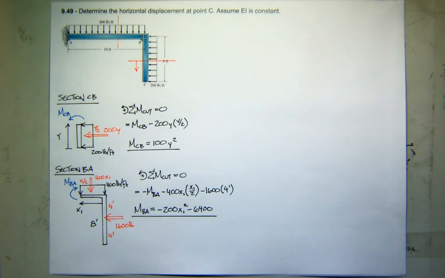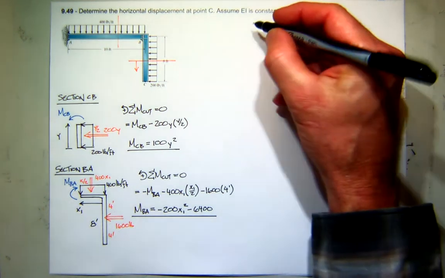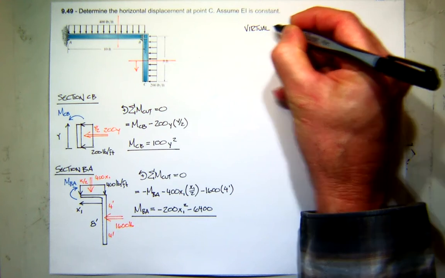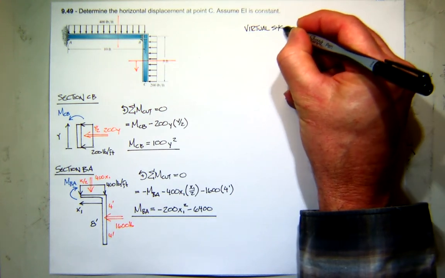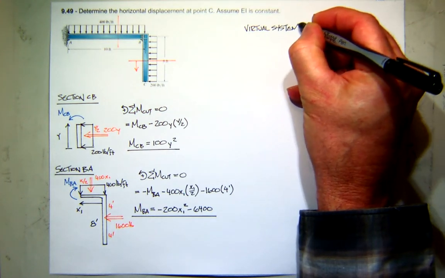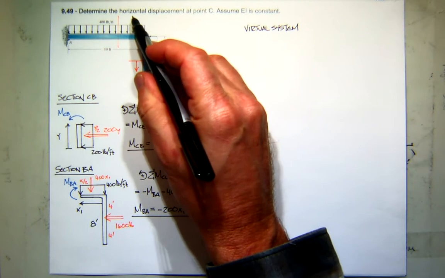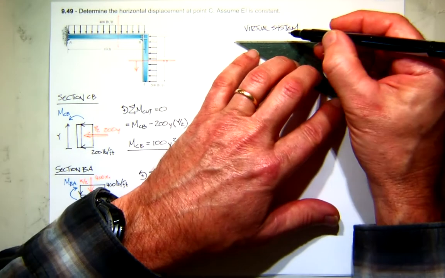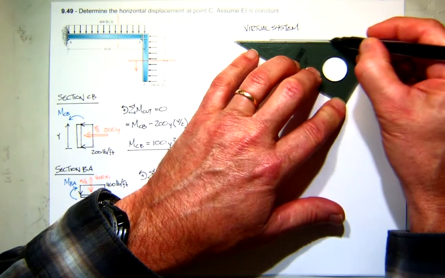So what do we do next? This is called virtual work, so we have to do our virtual system. So what does the virtual system look like? Well, the problem is asking for horizontal displacement at C. So I'm now going to be looking at my structure.